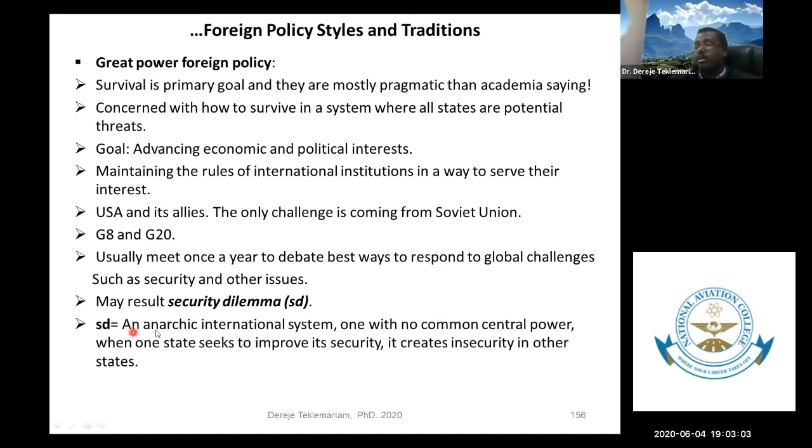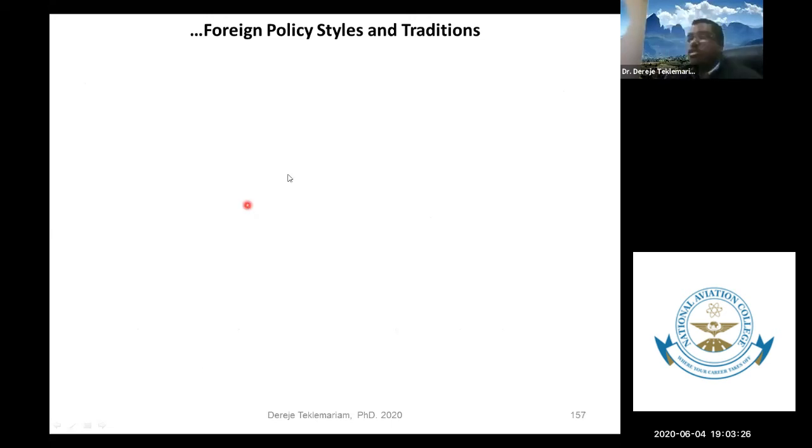and this system has no common central power. One state may seek to improve its security, its interest from the perspective of security. While it is just fulfilling its security, it may create insecurity in other states. And this situation is what I call the security dilemma, which I told you about before.